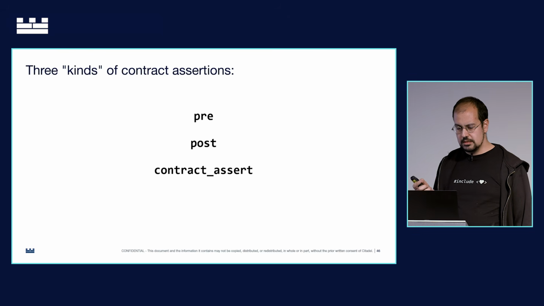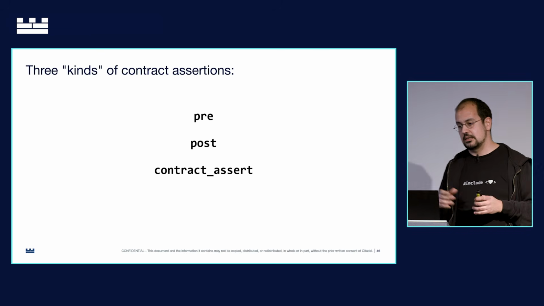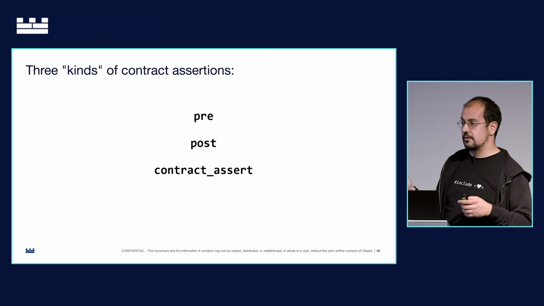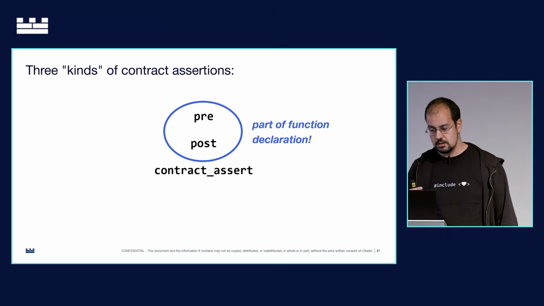So this is really cool, but it gets even more cool because the best thing about this is that contract_assert is not the only kind of contract assertion. There's actually two more kinds of contract assertions, which are called pre and post.